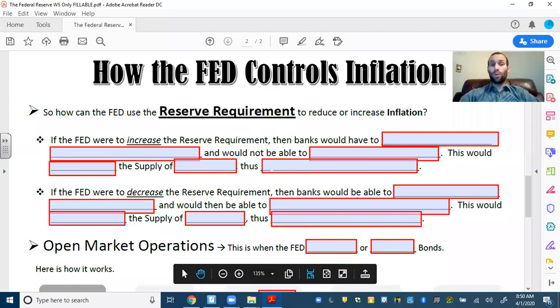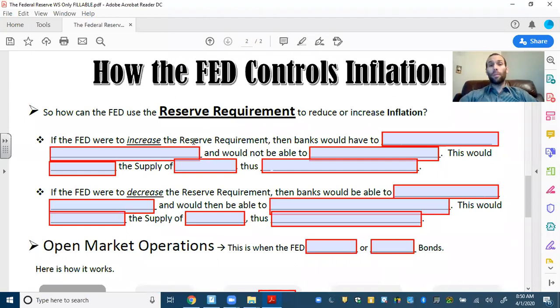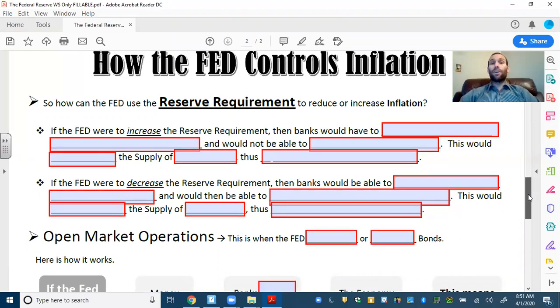Remember, we have the reserve requirement. That was the first tool we covered. Remember, if you increase the reserve requirement, banks have to hold on to more money, and therefore they're going to give out fewer loans. There's less money in the money supply, therefore less inflation. However, if the Federal Reserve decreases the reserve requirement, banks have to hold on to less money, so they have more to loan out. Therefore, they give out more loans, meaning there's more money in the economy, causing more inflation. So that's how they can use the reserve requirement. But remember, the Federal Reserve almost never uses the reserve requirement.